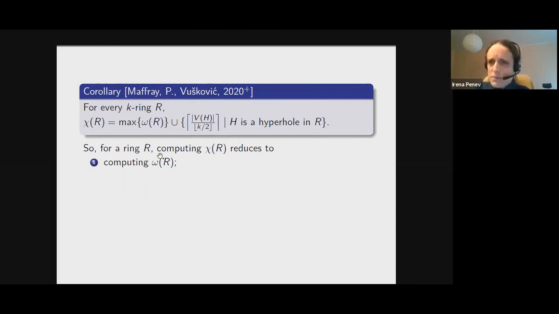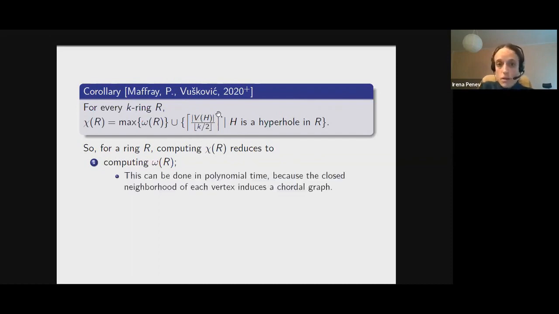I remember I explained how to find the clique number, just a business with closed neighborhoods being chordal, and then you can find omega in each of them. So that's easy. Okay. And then what you need to do is you need to find this number. And what does this reduce to? Well, you just need to find the hyperhole of maximum size. Okay. So you need to find a maximum hyperhole in your ring.